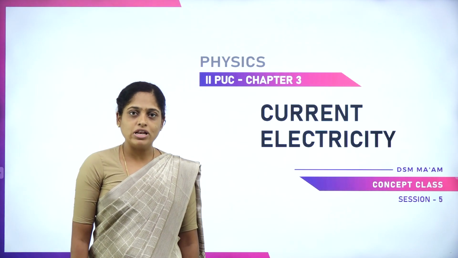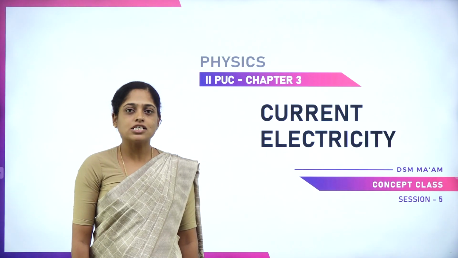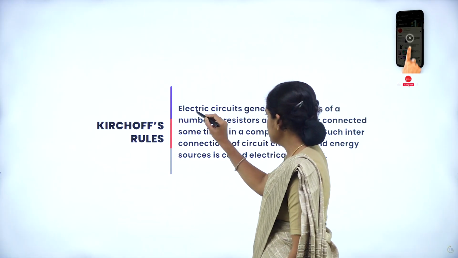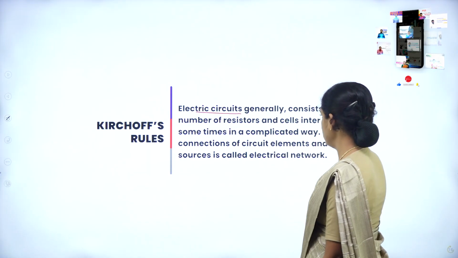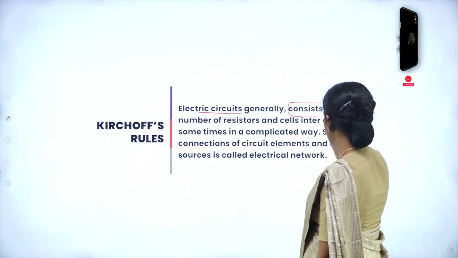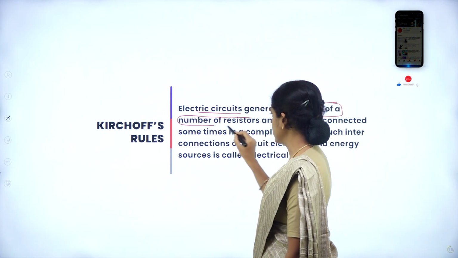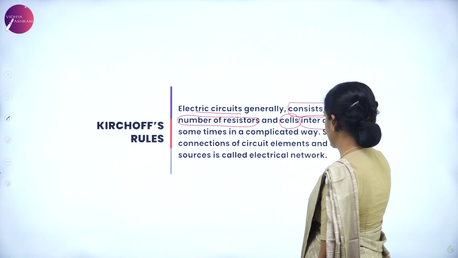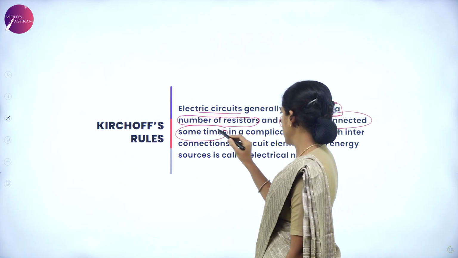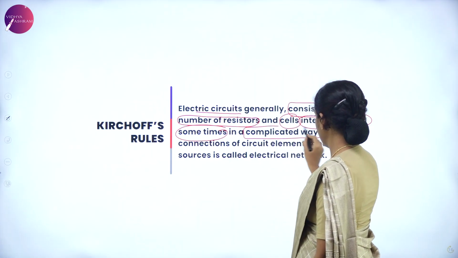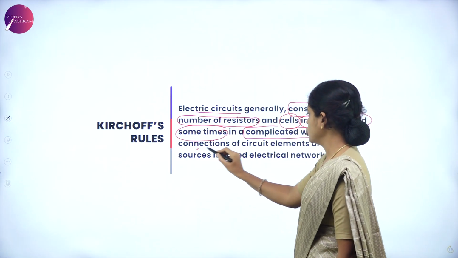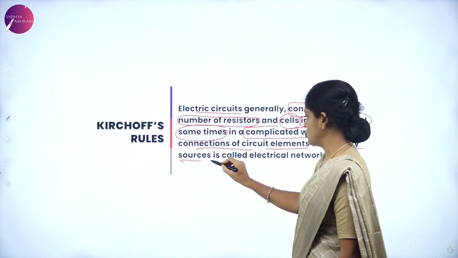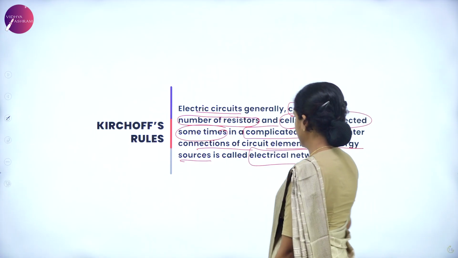In this chapter, we will understand Kirchhoff laws, the last concept of this chapter. Before that, let us understand electrical circuit. What is an electrical circuit? An electrical circuit consists of a number of resistors and cells which are interconnected, sometimes in a complicated way. Such interconnections of circuit elements and energy sources is called an electrical network.